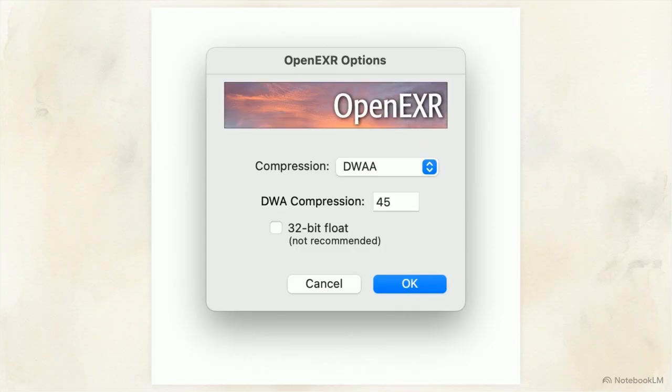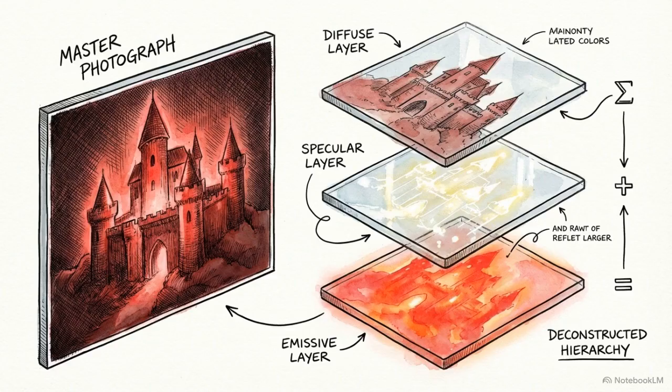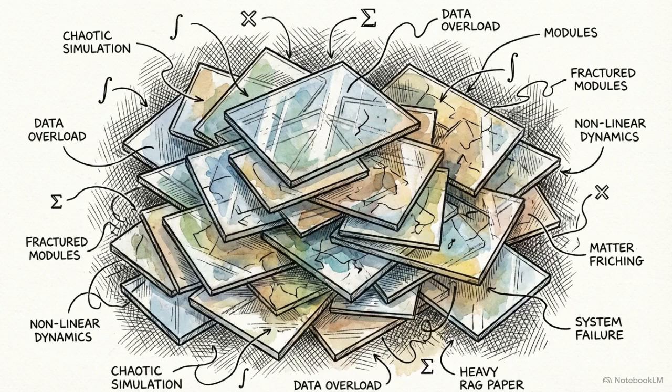This dialog box shows the option for 32-bit float, a critical setting for extracting all these specific channels. 32-bit float allows the file to remember almost infinite shades of light, from absolute darkness to sun-bright pixels, without losing any detail. Separating light into these variables turns a rigid photograph into a flexible environment where you can manipulate every single pixel independently.